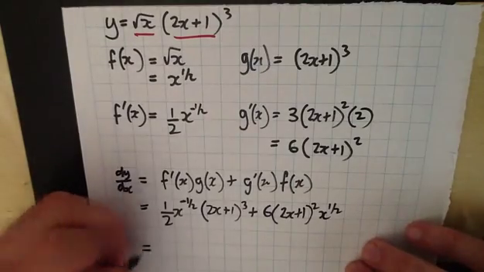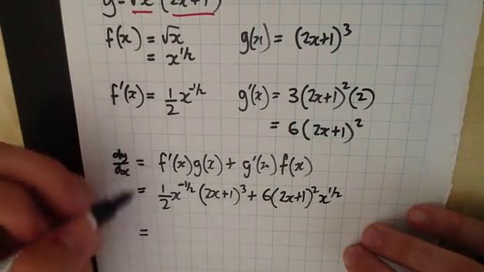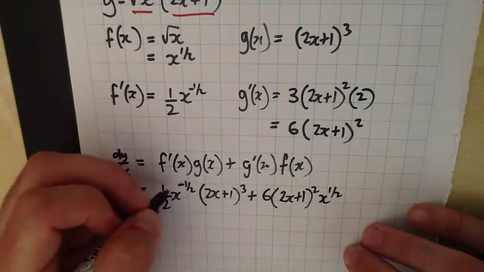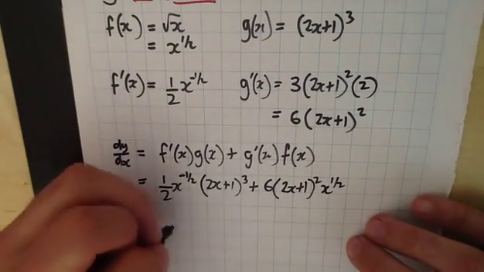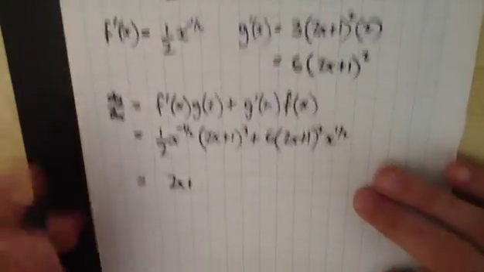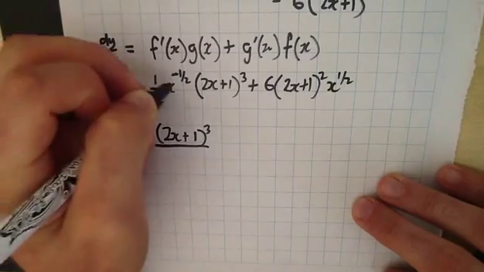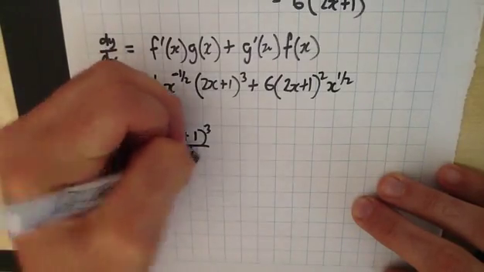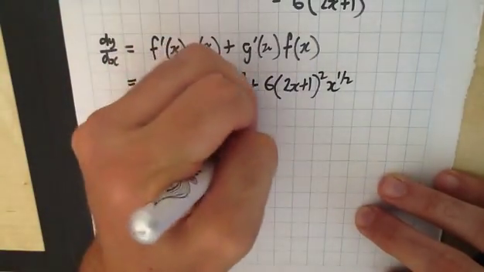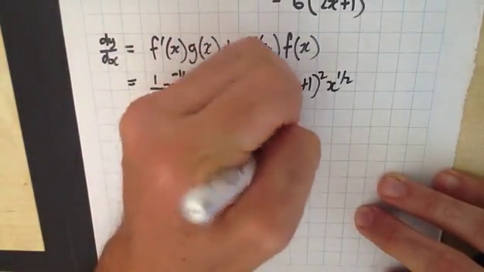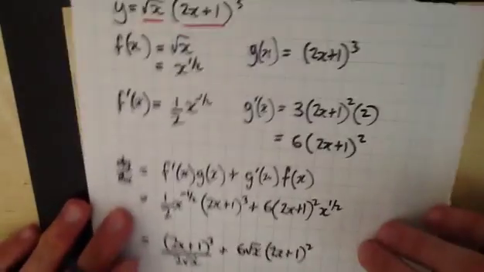I mean, you can neaten it up a bit if you like, but you've actually found the derivative. If I wanted to neaten this up, half x to the negative half is really 1 over 2 root x, isn't it? So I could write this like this. If that's 1 over 2 root x, so that first part can be written like that. X to the half is root x, so this can be written as 6 root x (2x plus 1) all squared. There you go, there's the derivative of the opening function.